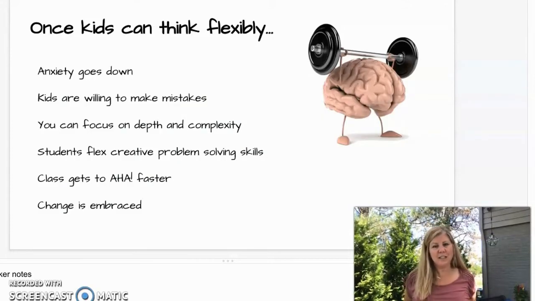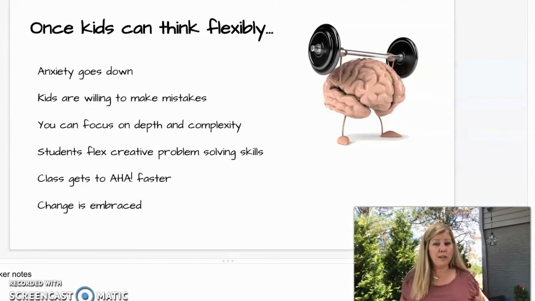Once kids can think flexibly, anxiety goes down, kids are willing to make mistakes, and that's when you can really start to focus on depth and complexity. I've talked to a couple of my friends at the high school who are teaching AP classes, and they say students really struggle with this: learning how to connect seemingly unrelated notions, or to see trends and changes over time, to understand how to take knowledge that they learned in one subject area and knowledge that they learned in another and generalize back and forth between the two. This will help your students know how to do that.